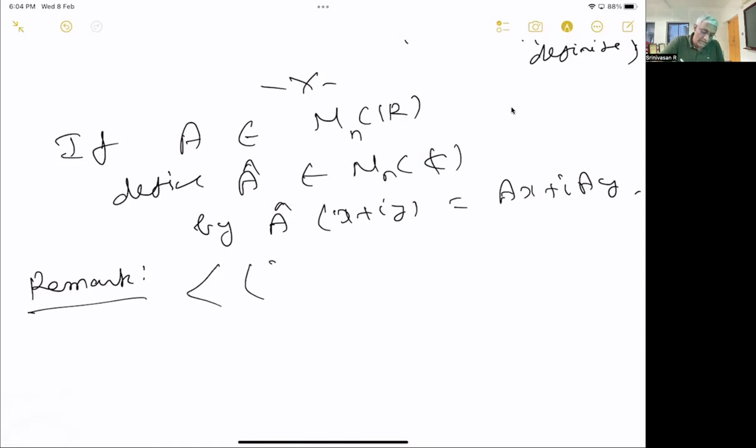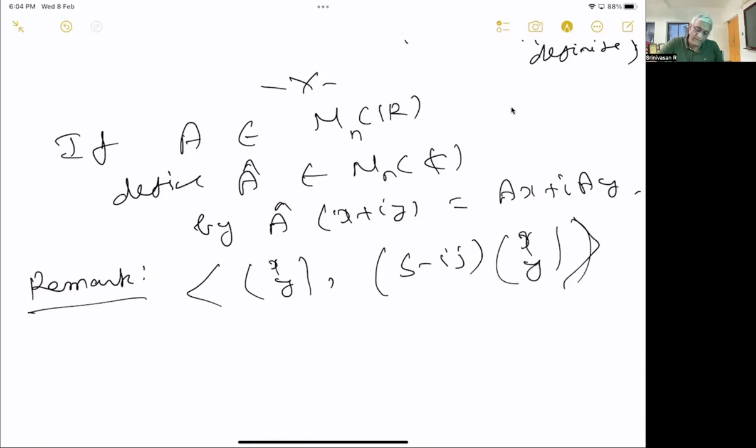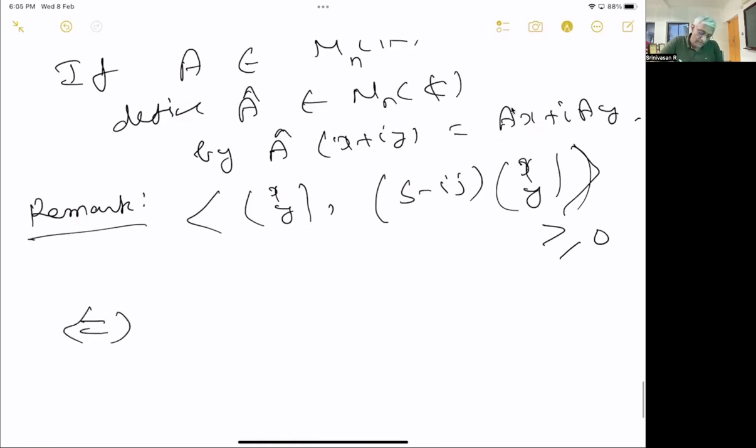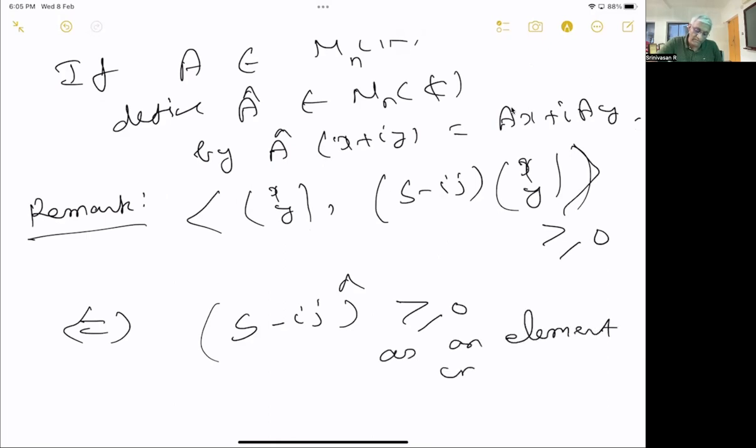for (x,y), the quadratic form of S minus Ij on (x,y) is greater than or equal to 0. This is equivalent to saying S minus Ij hat is positive as an element in M_{2N}(C), as a C^{2N} cross C^{2N} matrix.